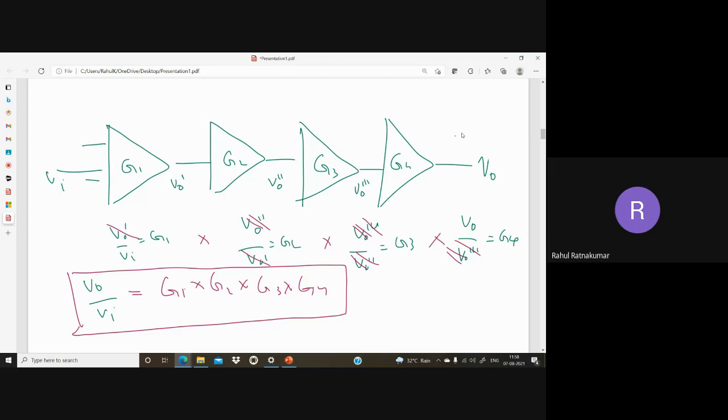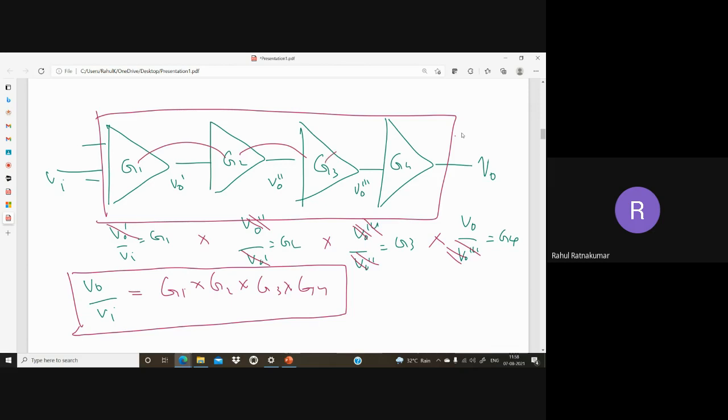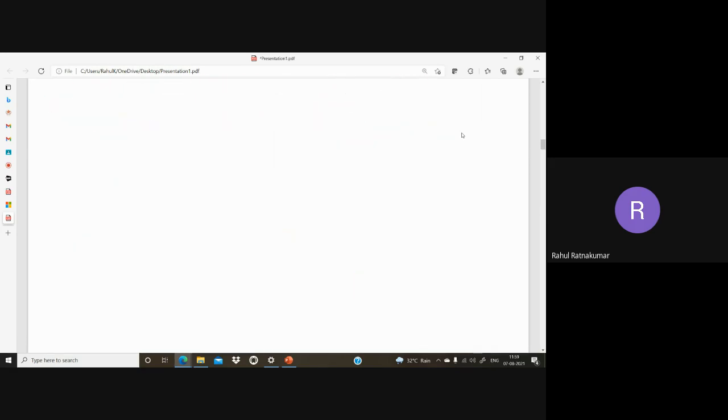So when you have a lot of amplifiers connected in sequence, the total gain of the net system is the multiplication of the individual gains, G1 into G2 into G3, and so forth. Okay, so we have to multiply. So now the next point is we can multiply, that is okay. That is not a big issue.